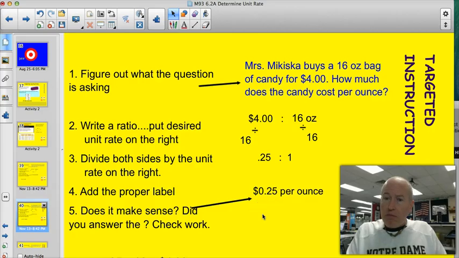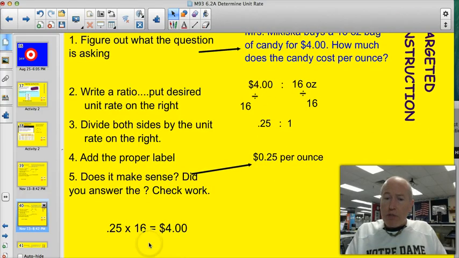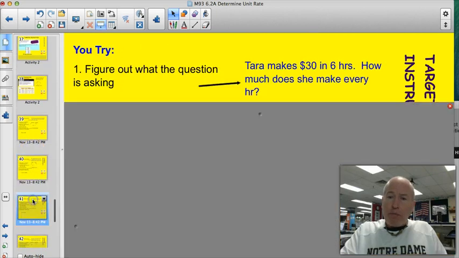Does it make sense? Yeah, 4 ounces would be $1, and there's a total of 16. You can also just pop it in, 0.25 times those 16 ounces, and you should get $4. All right? I think you're ready to try one on your own. Go ahead. Tara makes $30 in 6 hours. How much money does she make every hour? Go ahead and pause it and give it a shot.